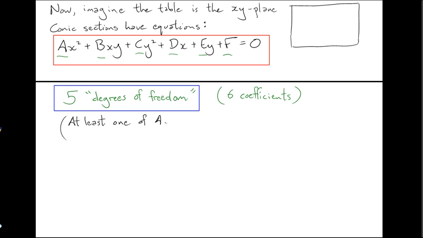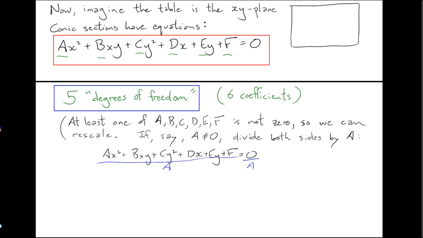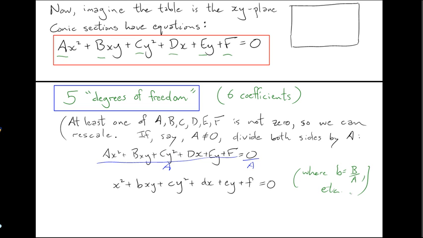At least one of A, B, C, D, E, or F has got to be non-zero in order to have an equation that's not just 0 equals 0. So we can rescale. If, for example, A is non-zero, just divide both sides of your equation by A. And here's what you get. You'll get a leading coefficient of 1, so you get x squared, and then other coefficients like this, where b is big B over big A, etc. So there you'd have the 5 degrees of freedom.